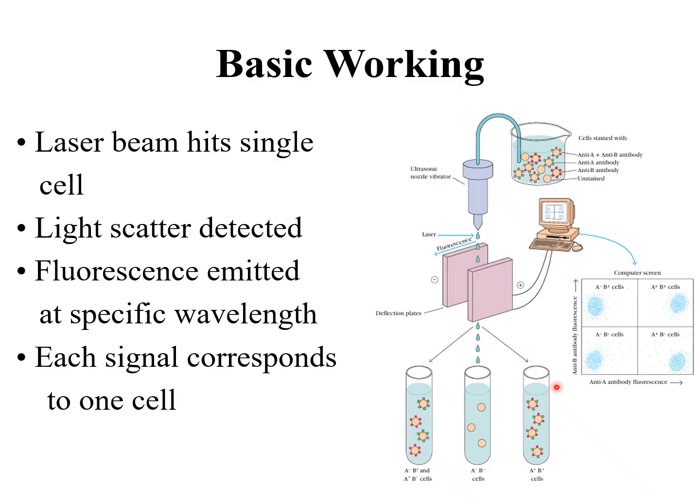In the first container, the cells which have both red and green fluorescent antibodies are there. In this container, the cells having no antigen are there, and in this container both antigen A and antigen B cells are there.